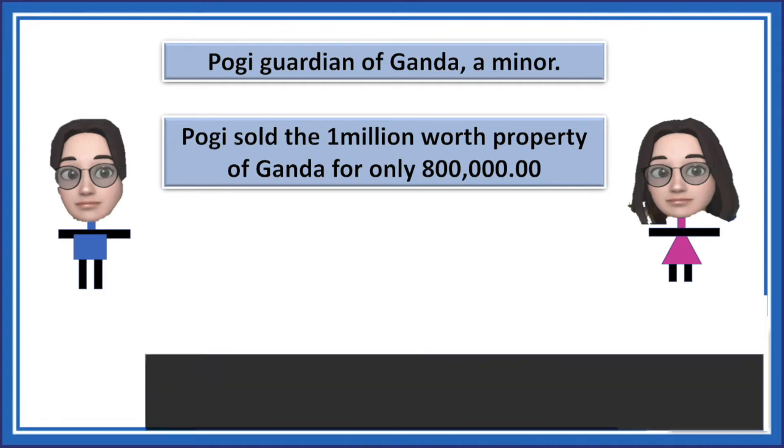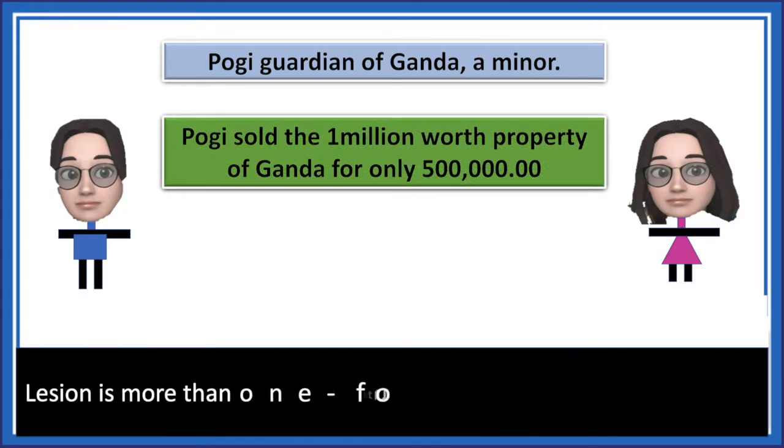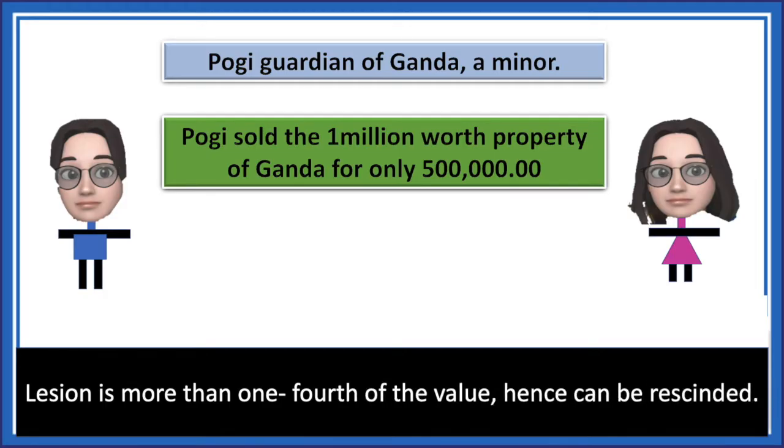In that example, hindi naman mare-rescind kasi yung lesion is actually not more than 1/4. So, hindi pa siya pasok kay paragraph number 1. Pero pag more than 1/4, say, binenta lang ni Pogi ng 500,000 pesos. So, yung lesion or the damage or injury to the party, di ba, dun kay Ganda is actually more than 1/4. So, in this case, pwedeng ma-rescind ni Ganda ang pagbebenta ni Pogi ng kaniyang property.